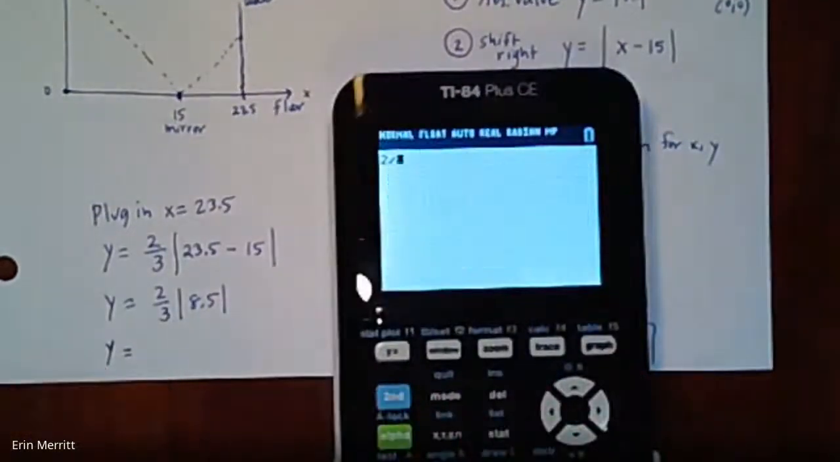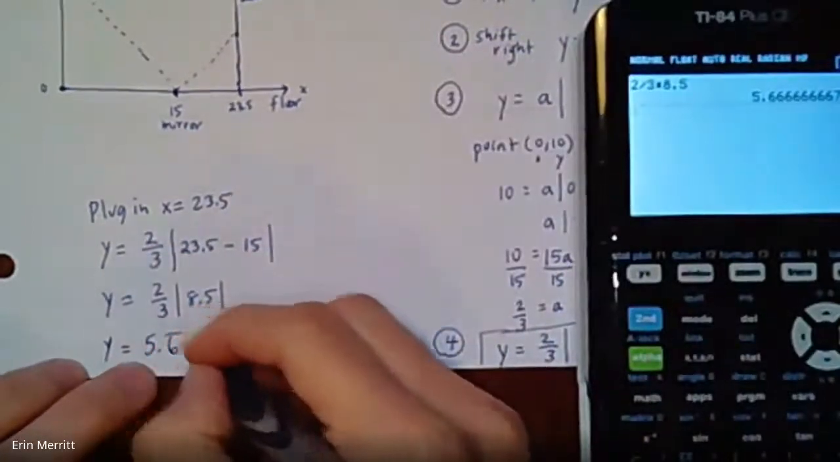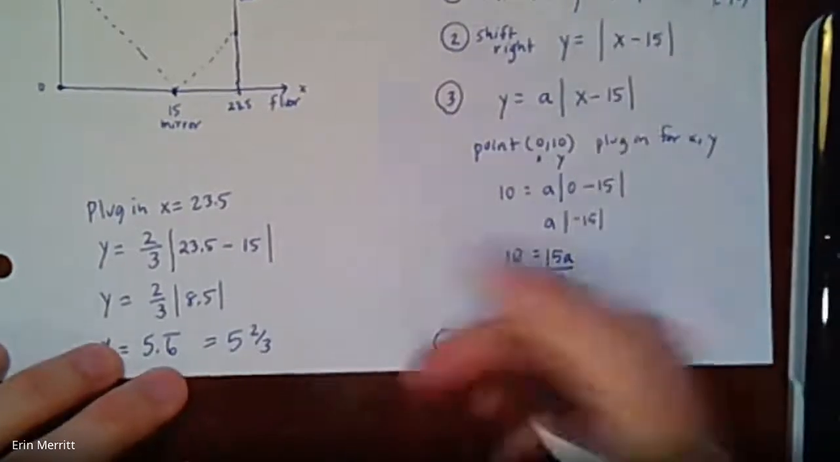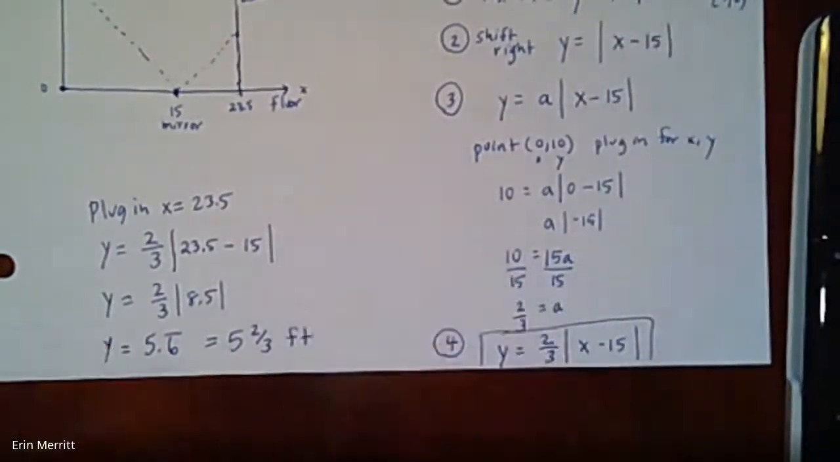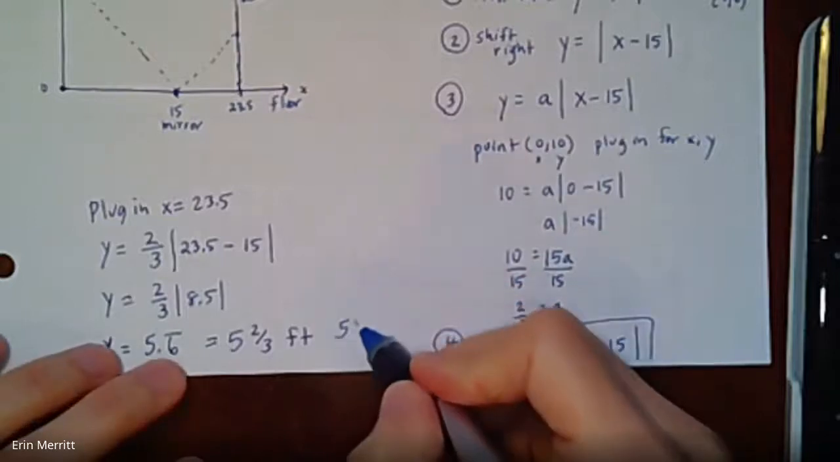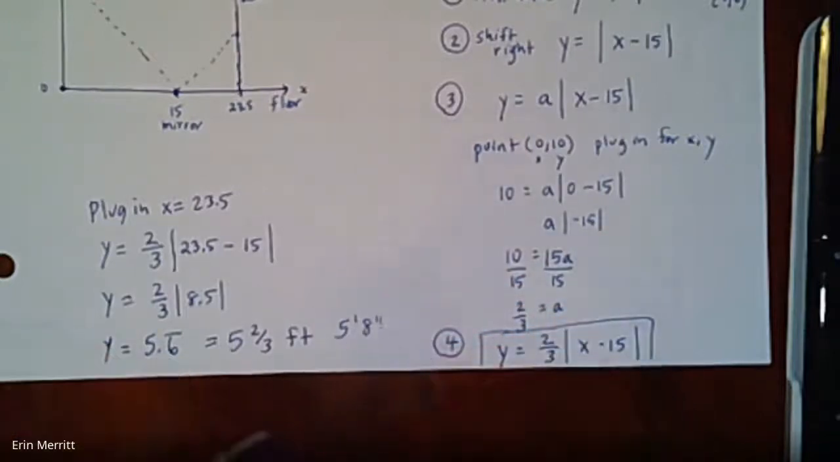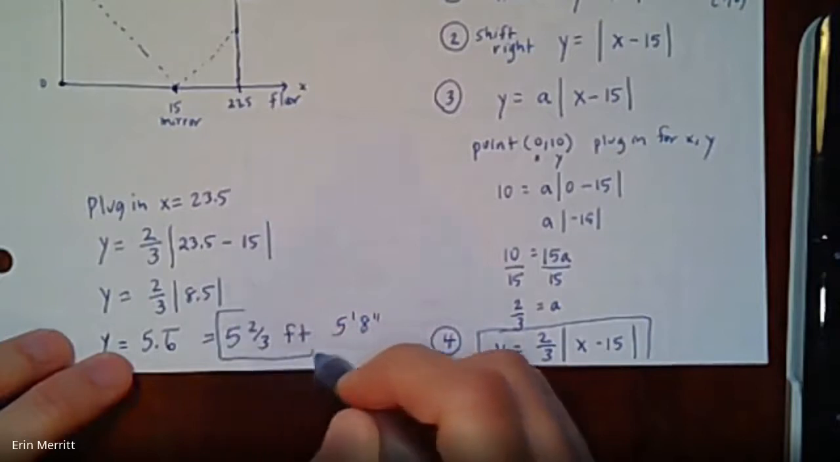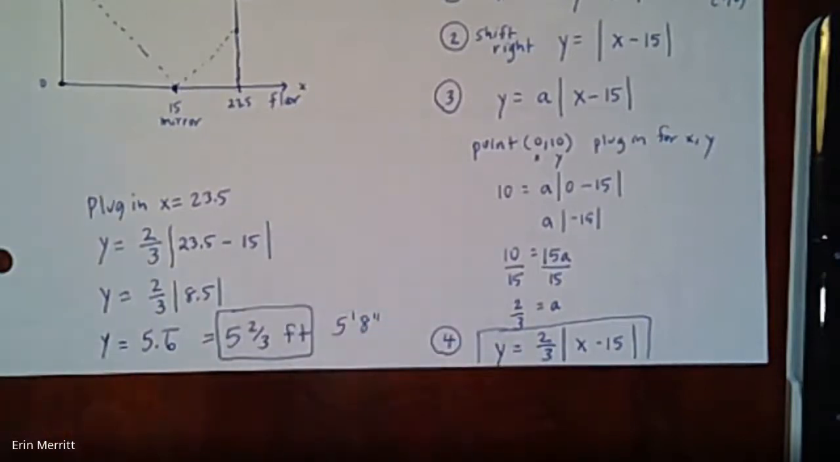Go back to that home screen. So 2/3 times the absolute value of 8.5 is just 8.5. And so I end up with 5.6 repeating, which is the same as 5 and 2/3. But because it's feet, you could also think, what's 2/3 of a foot? That would be 5 feet and then 8 inches. So a lot of ways to answer this question. I don't really care which, it didn't specify, but it did not say to round. So I would probably say something along the lines of this, where I'm not rounding that answer there. So that's the first one.